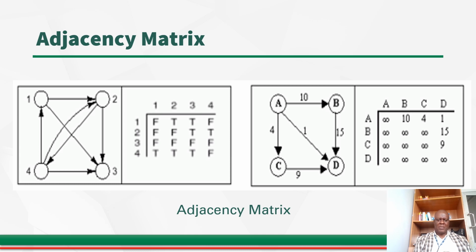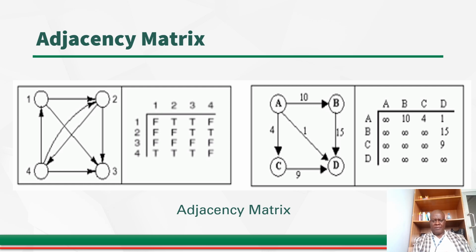That means from the vertex 3, there's no connection to any other vertex. Other vertices connect to it. Then 4 to 1, true. 4 to 2, true. 4 to 3, true. And 4 to 4, F.